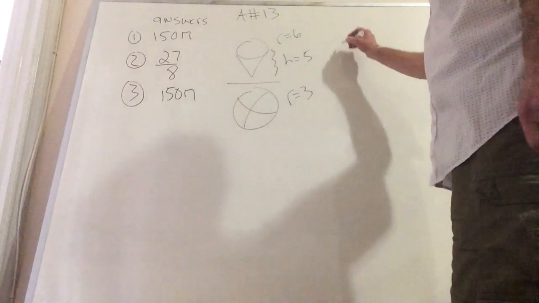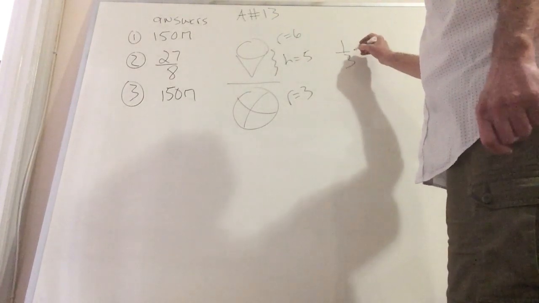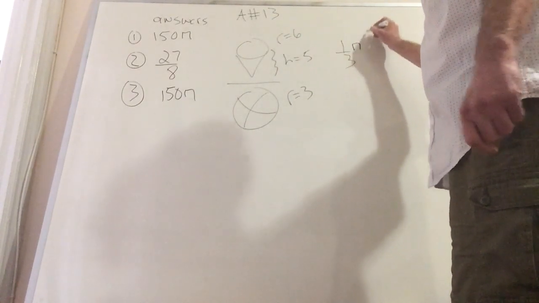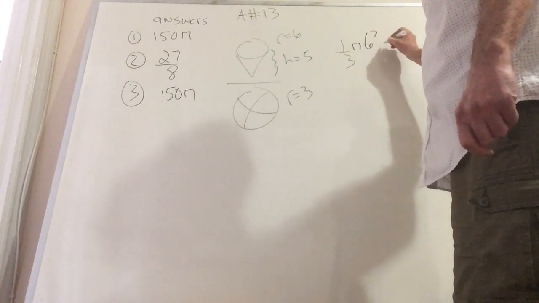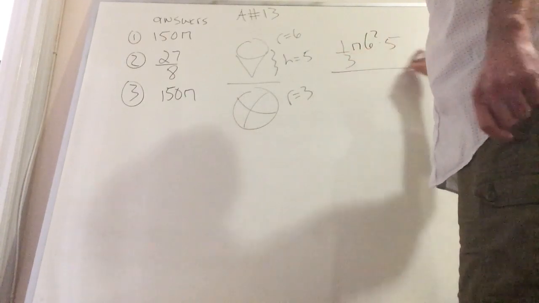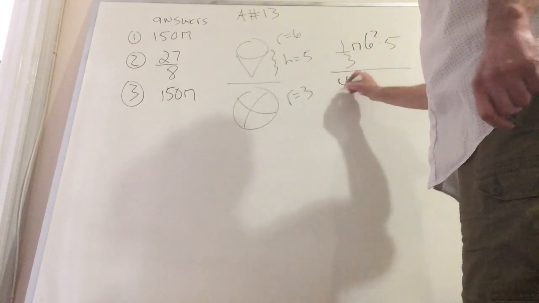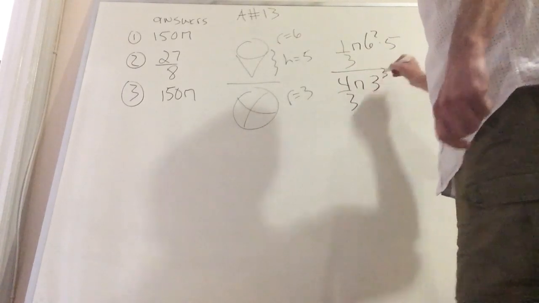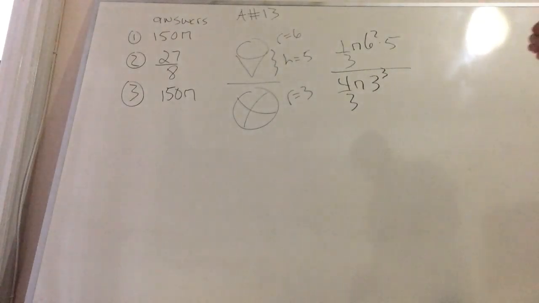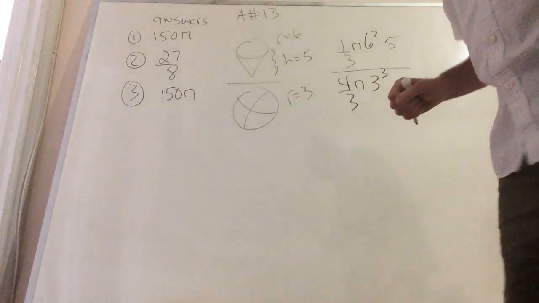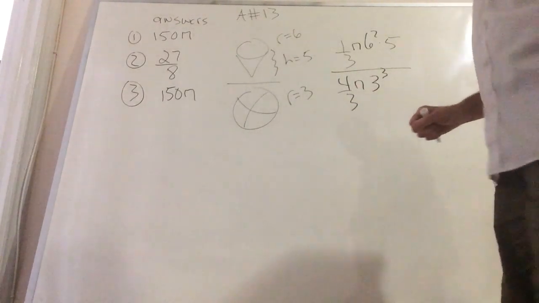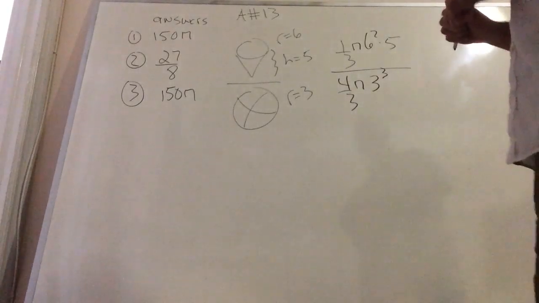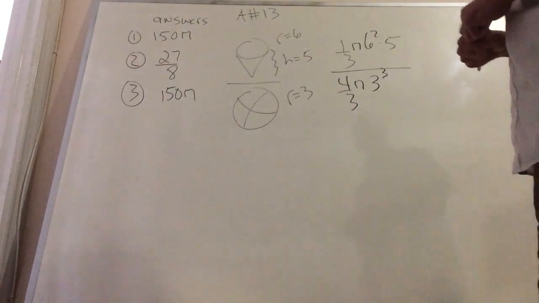So I'll go a little to the side here and then go down so you can see everything, and we end up with 1/3 pi 6 squared times 5 divided by 4 over 3 pi 3 cubed. So there we are again, and this seems to vex some kids, if I can use that word. It seems to irritate them. They have problems. But you have to know numeracy in 8th grade.